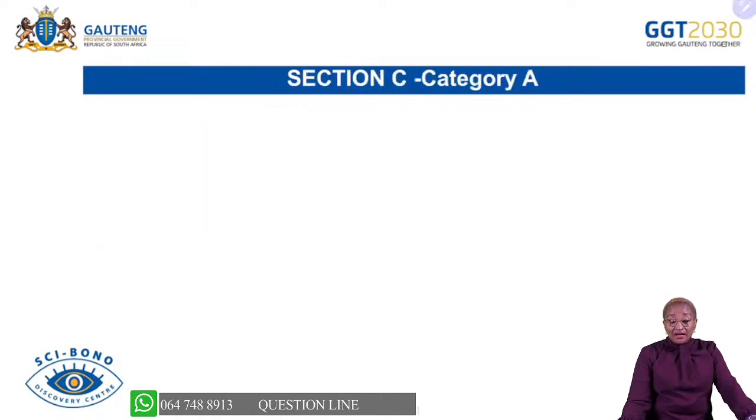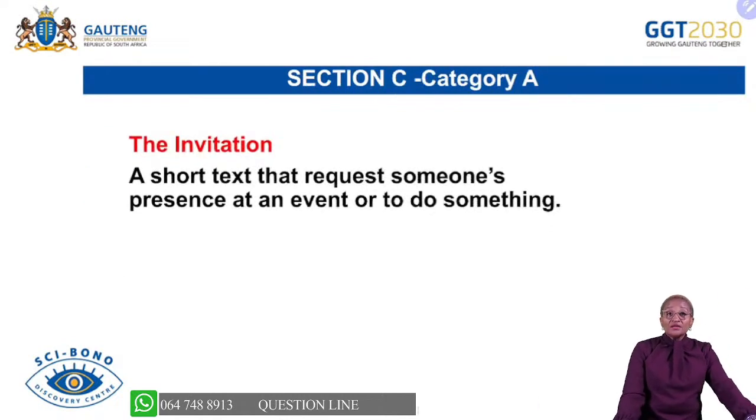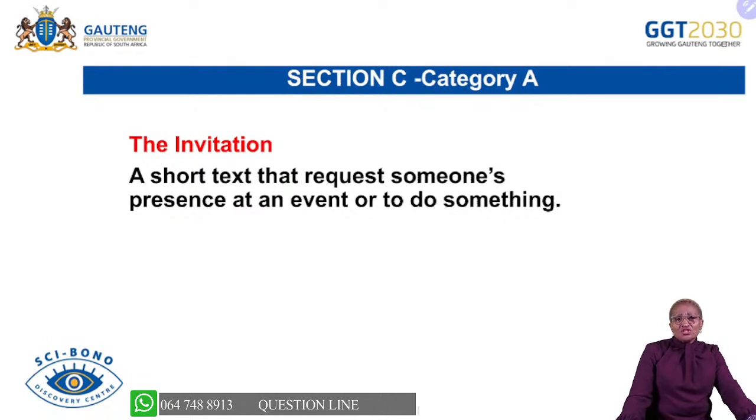So let's have a look at the first one, which is the invitation. What is an invitation? That is a short text that requests someone's presence at an event or to do something. So if your presence is required at any event, an invitation will be sent to you. Or if you are expected to come and do something at a particular event, an invitation will also be sent to you. But then, how do you go about writing an invitation?